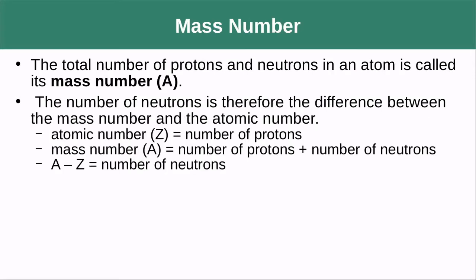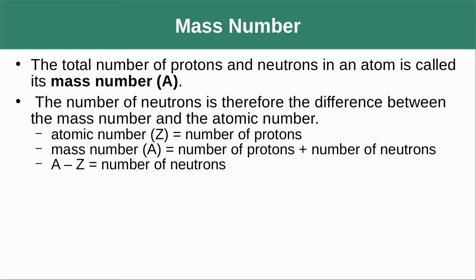Mass number. The total number of protons and neutrons in the atom is called its mass number. We saw that protons and neutrons have the majority of the mass. When you add them together, really the mass of the electron is negligible. So we'll define the mass number as just the number of protons and neutrons. Also, because they are all roughly 1 AMU, the mass number is going to be really close to the actual atomic mass.